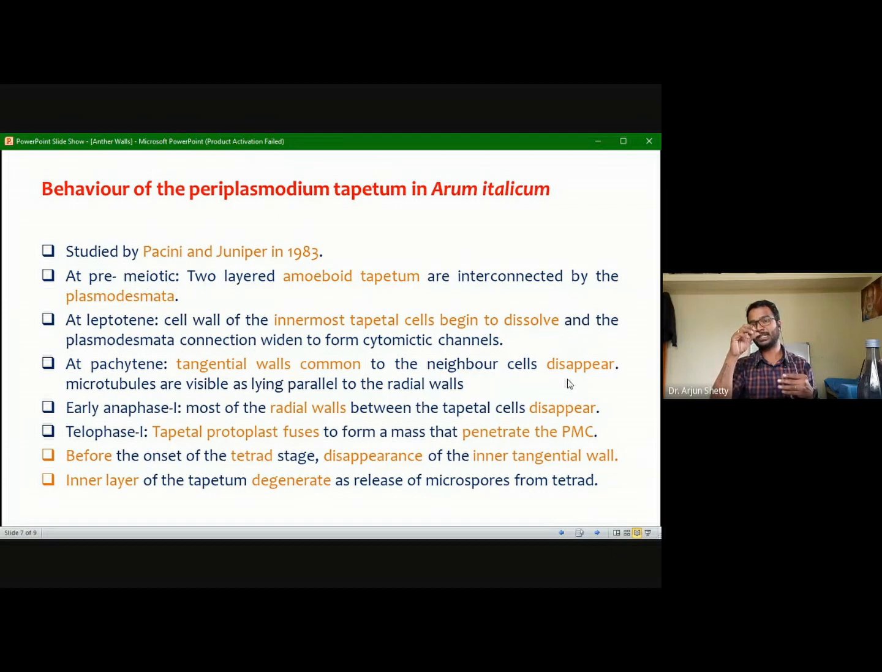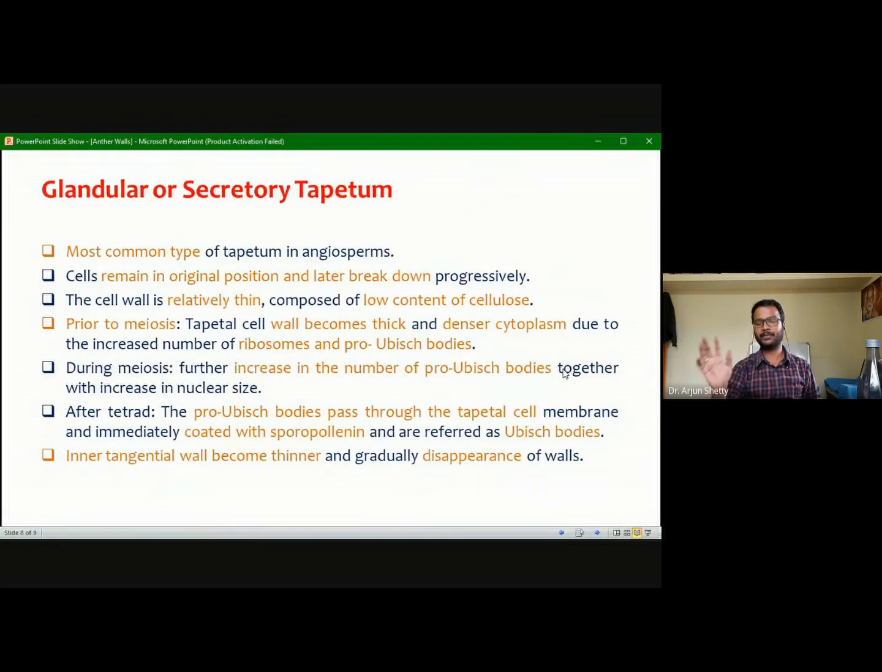As and when there is a penetration of the components of the tapetum towards the pollen mother cell, we are going to see the complete disappearance of any types of wall. It may be an inner tangential wall or an inner radial wall, which are going to be completely removed. Finally, the inner layer, the components which are needed to be served for the pollen mother cell, are going to be completely removed. Finally, we are going to see the tetrads, when the pollen mother cell and the microspore are at the tetrad state, the complete disappearance of the tapetum.